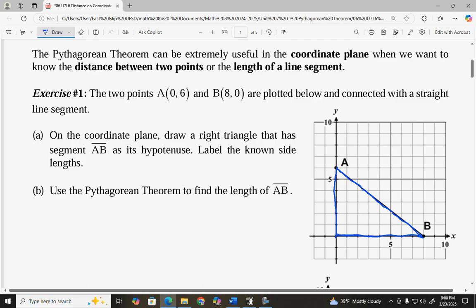So if I were to count this bottom side, I would count it to be 1, 2, 3, 4, 5, 6, 7, 8 units long. And if I were to count this vertical side, it's 1, 2, 3, 4, 5, 6 units long. And that would be our A and B. This would actually be side C. So I could say that 6 squared plus 8 squared should equal C squared.